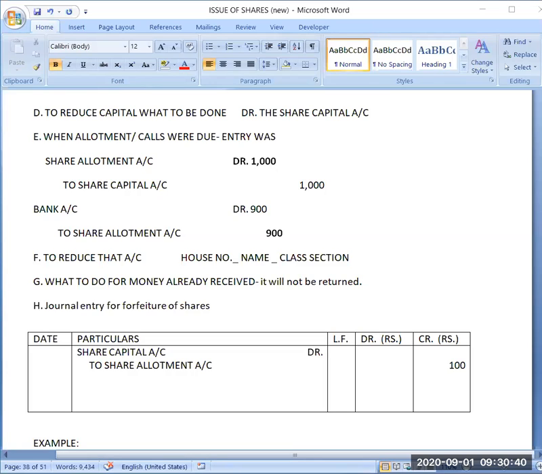Okay. Now, rupees 100 is the shortage that I have credited.